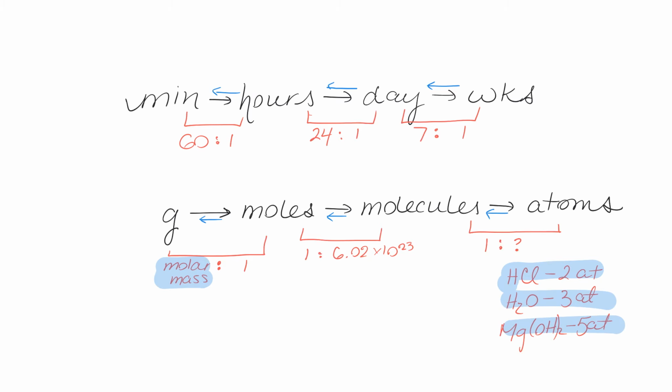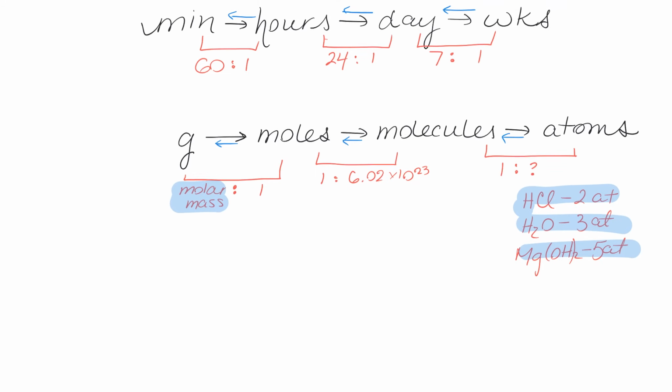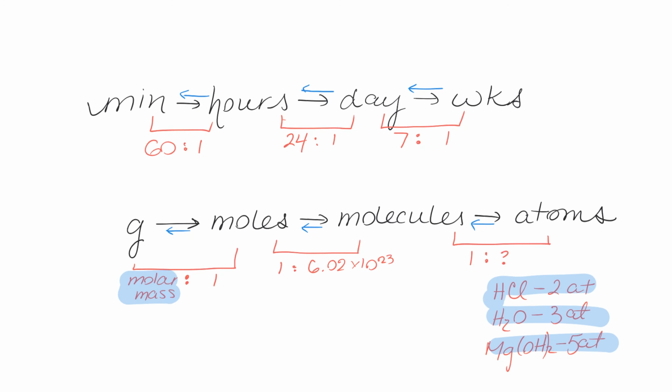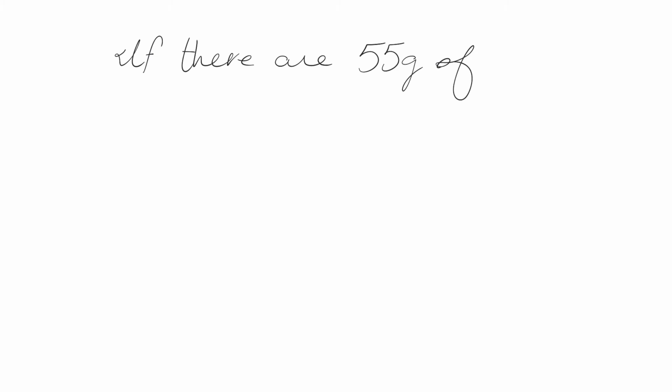Okay, so let's do a problem, from top to bottom. And we'll start with a hard one, and then you can work your way out of that. Do you need to take a screenshot of that? You should. There you go. Okay. All right, so let's say if there are 55 grams of, let's stick with magnesium hydroxide. Magnesium hydroxide. How many atoms are present?